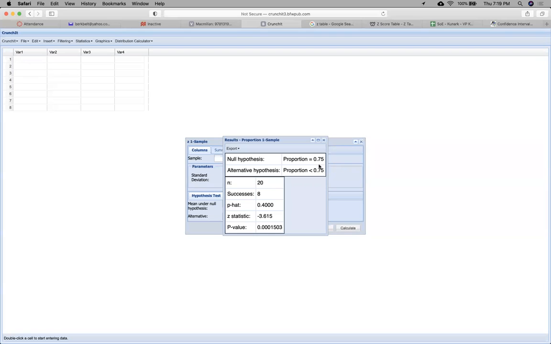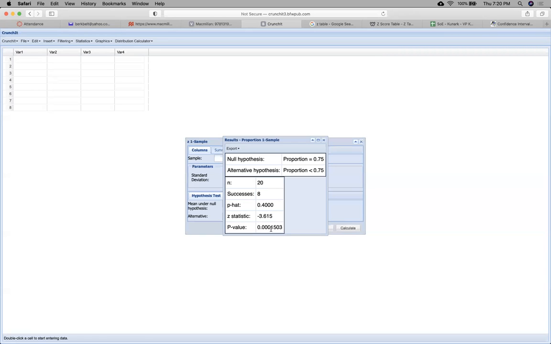The null hypothesis is that the proportion is equal to 0.75. Correct? You agree? Yes. The alternative hypothesis is that P is less than 0.75, correct? Number of trials, 20. Successes, 8. P hat, which is the proportion that I actually got, was 40%. Let's ignore this for a second. We're going to focus on the p-value.